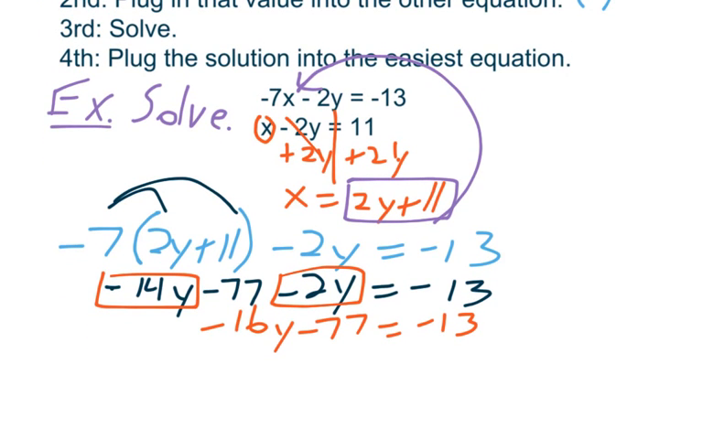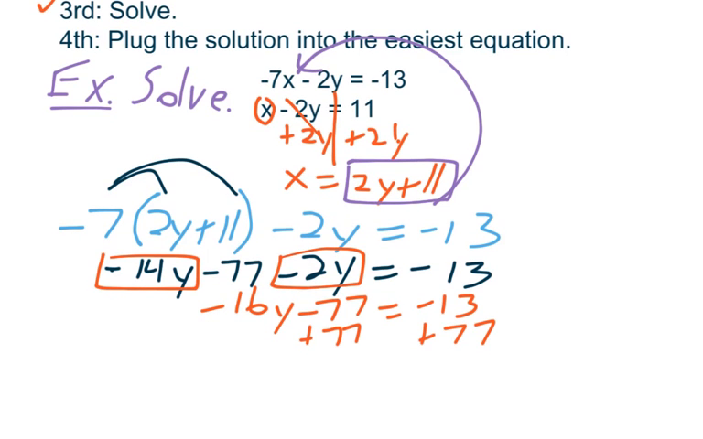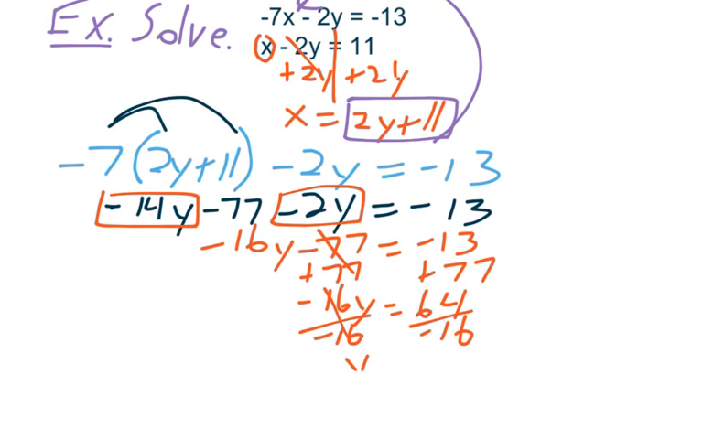And we're solving right now. That's our third step. So we add 77. This is just a two-step equation. That cancels out our 77s. And 77 minus 13 gives us 64. And if I divide by negative 16, I'm going to get a negative 4. Alright, so I've solved. I got y equals negative 4.